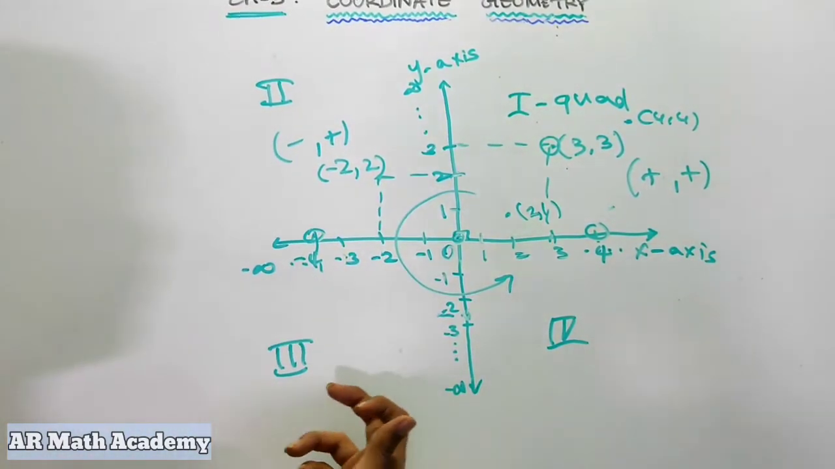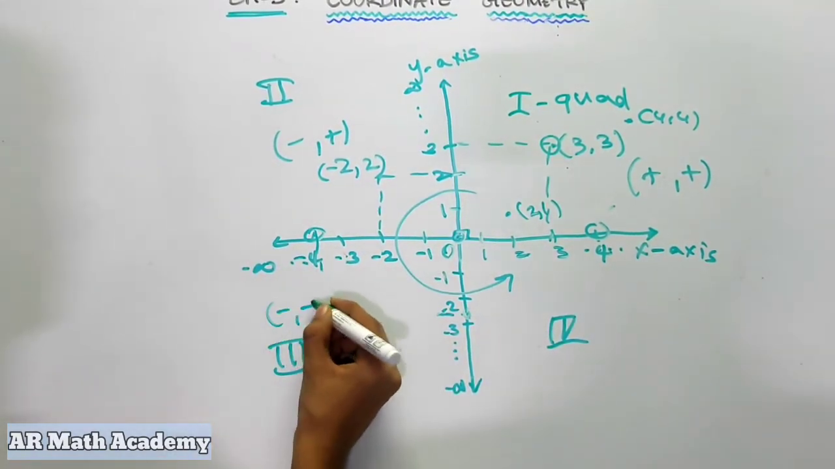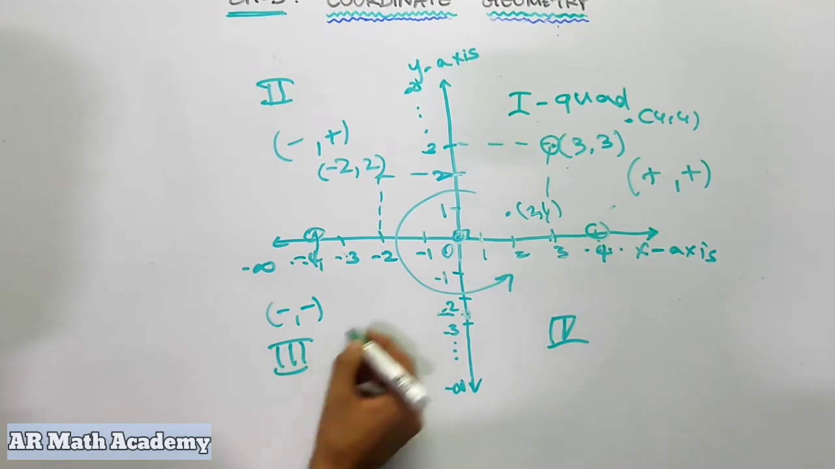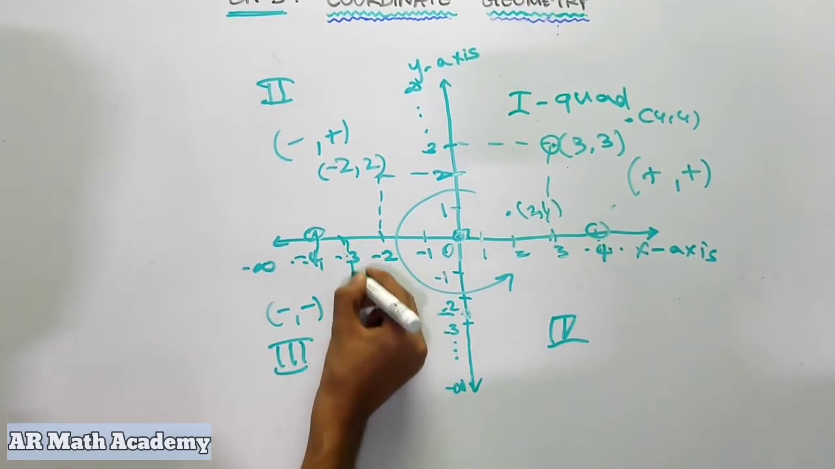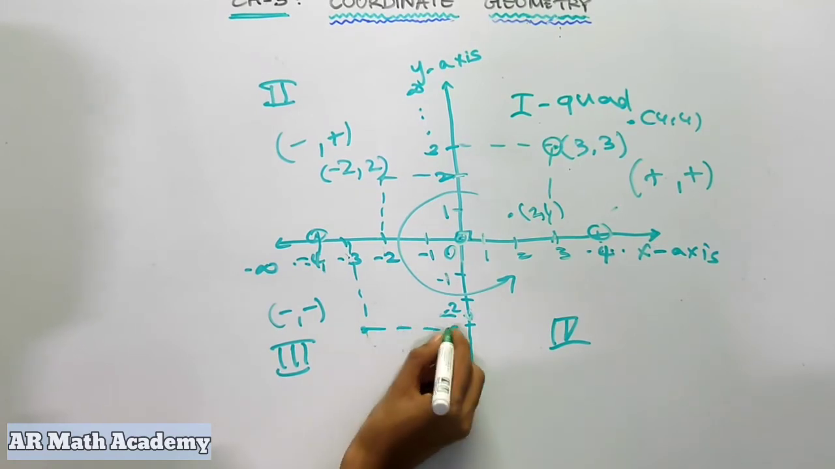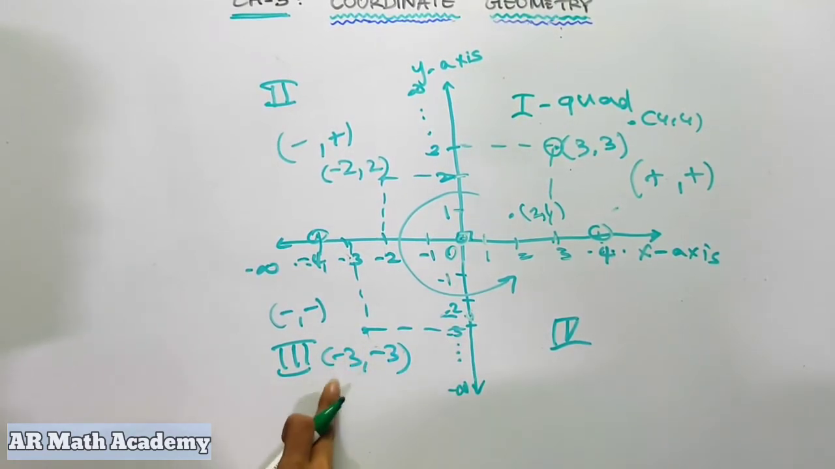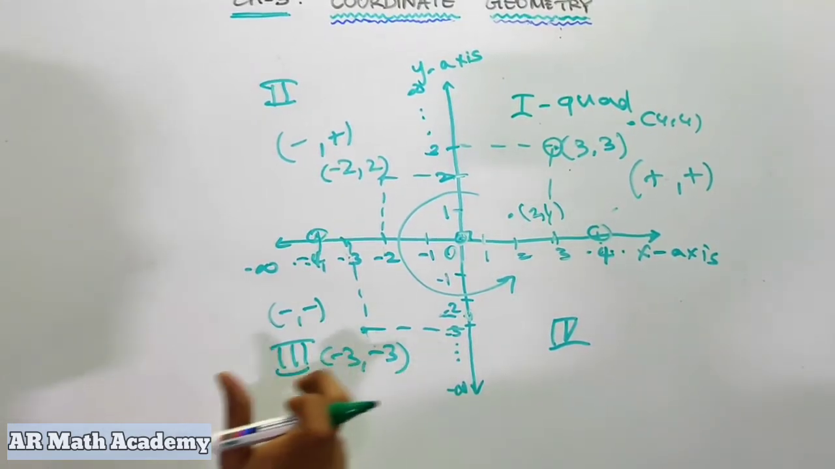Now in the third quadrant, both the abscissa as well as the ordinate are negative. So (minus, minus). Let us take an example. This point, if I draw the dotted lines, will turn out to be (minus 3, minus 3). As you can see, both the abscissa as well as the ordinate are negative.